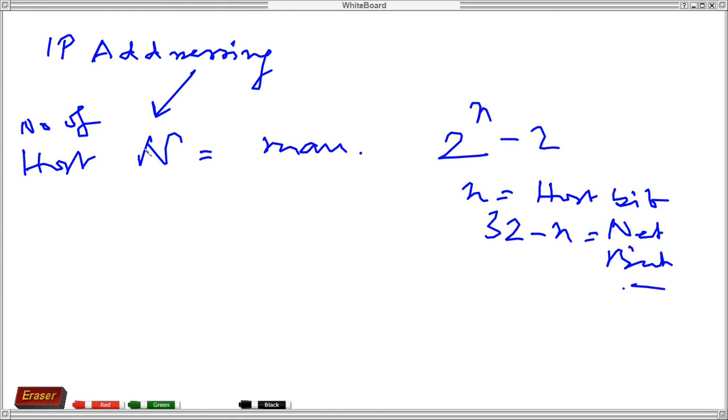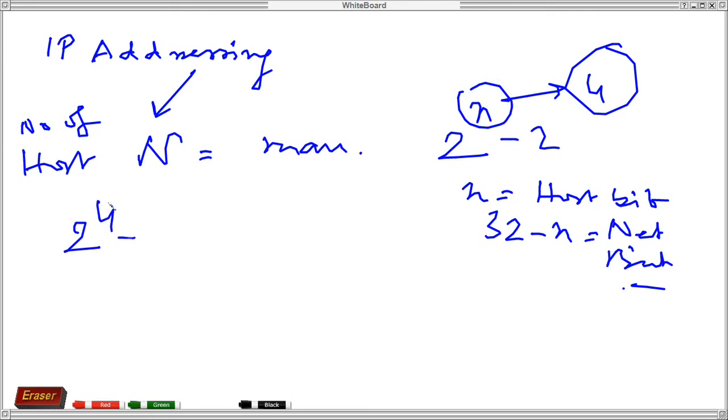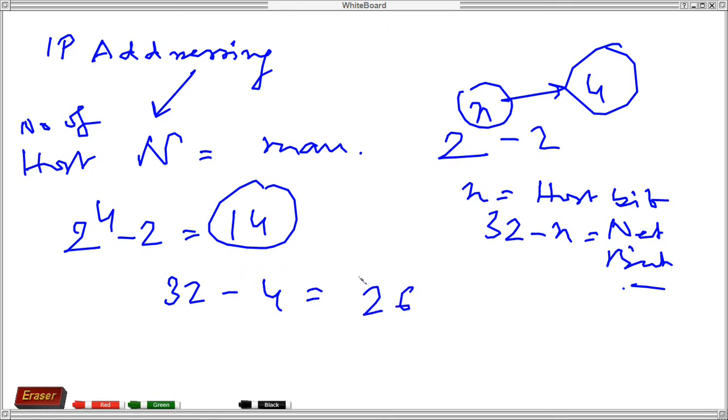That means I can go for any number of hosts. So n can be 4. If I take n equal to 4, then 2 to the power 4 minus 2 gives 14 hosts. So 32 minus 4 is 28 bits. 28 bits is my network bits.